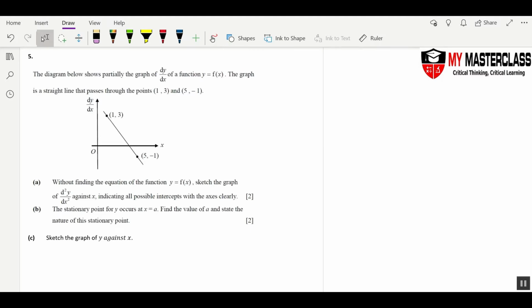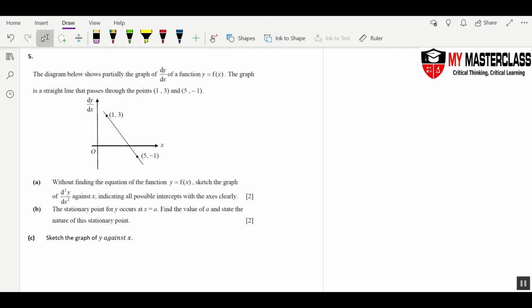And number 5 is also a bit tricky. The graph shows a partially of dy/dx. The graph is a straight line that passes through (1, 3) and (5, -1). Without finding the equation, sketch the d2y/dx2.